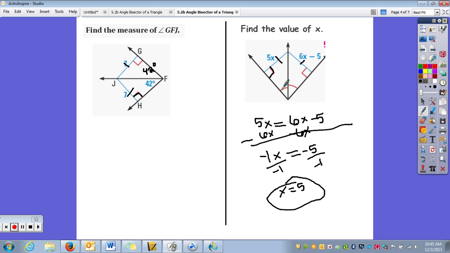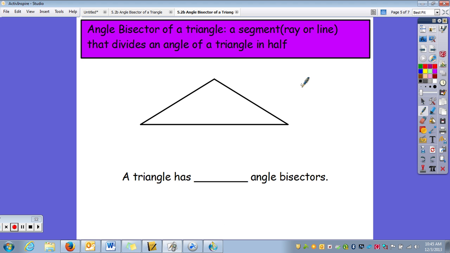Alright, so again, the big thing is that they have to be perpendicular, or it has to be an angle bisector and perpendicular, then the two sides are congruent, or if you have a perpendicular and the two sides are congruent, then it is an angle bisector. It works both ways. Alright, so then you have something called the angle bisector of a triangle.